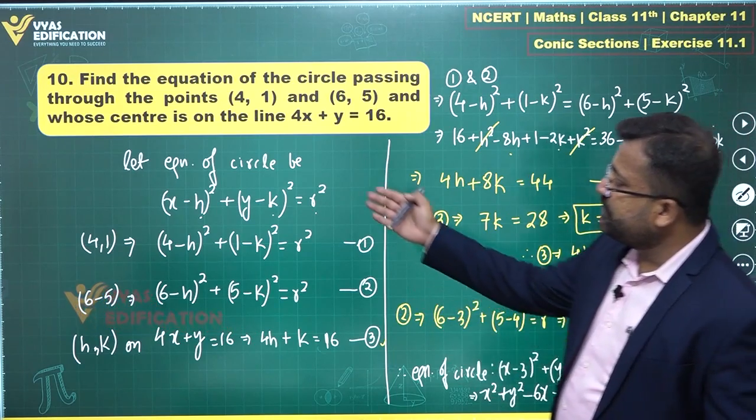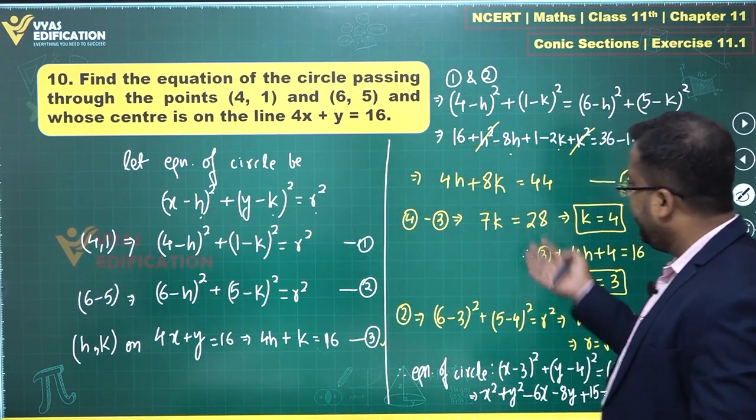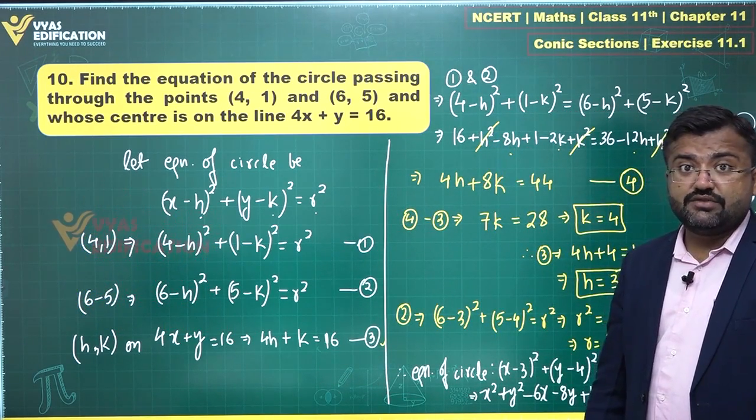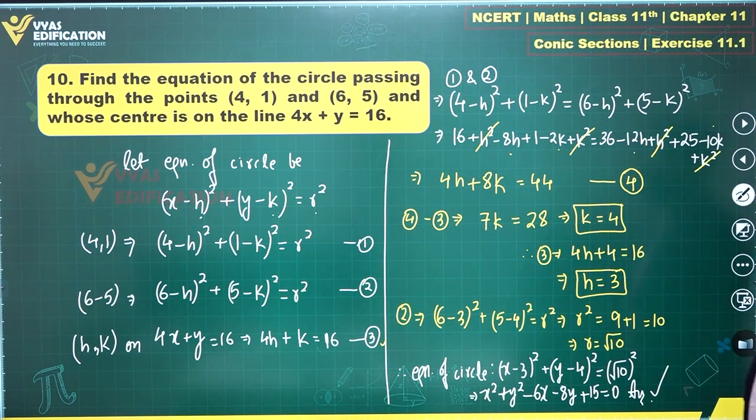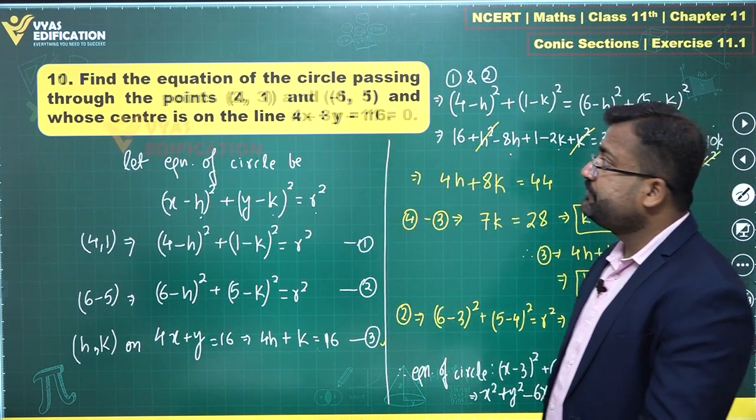So we started with the equation of circle, applied the three conditions, found the values of h, k and r, and therefore we get the equation of circle easily. That's the complete solution for this 10th question.